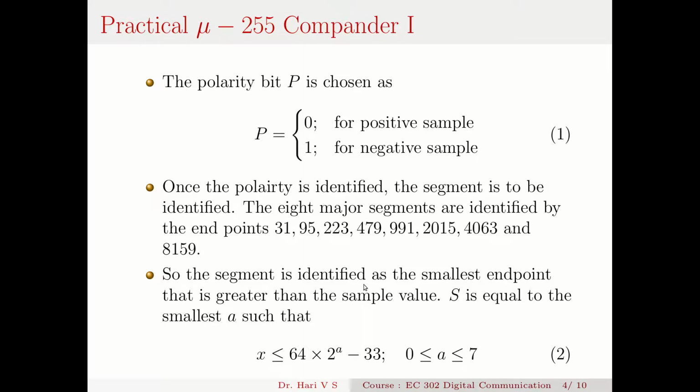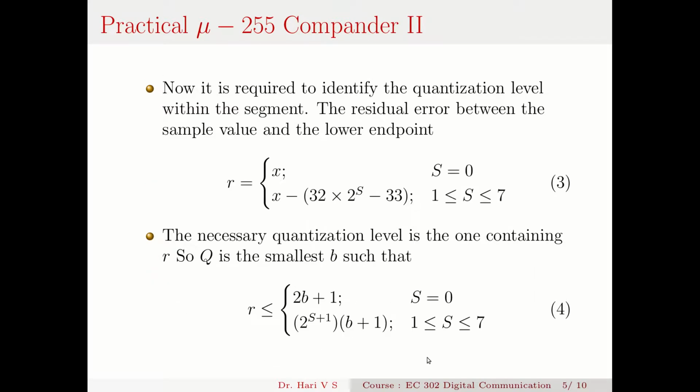So the segment is identified as the smallest endpoint that is greater than the sample value. S is equal to the smallest a such that x is less than or equal to 64 times 2 raised to a minus 33. So these values of a are from 0 to 7. These are the segment numbers. Now, once a value is given, you compute the corresponding segment number. Once you have the segment number, there is an error between the actual value and the segment value, because the segment is a crude approximation.